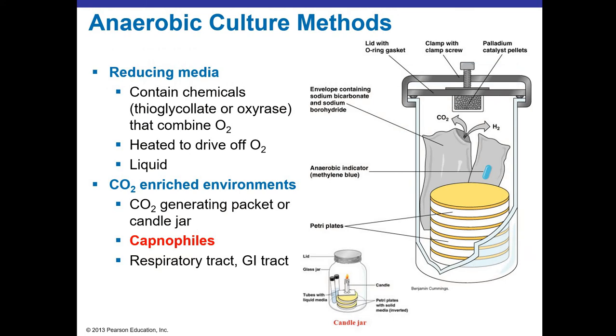So in order for us to culture anaerobic organisms, or those that prefer CO2, we can either use things like reducing media, as the thioglycolate is, which contains chemicals that combine with the oxygen. We can heat off the oxygen, and that way it is able to allow us to grow both aerobes and anaerobes and figure out their oxygen requirement.